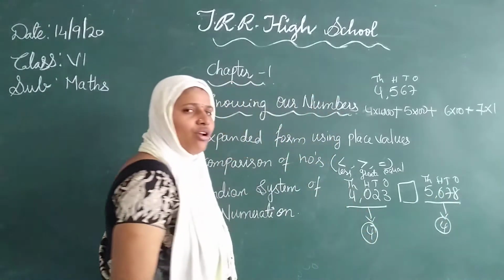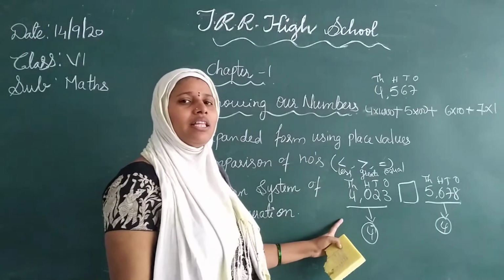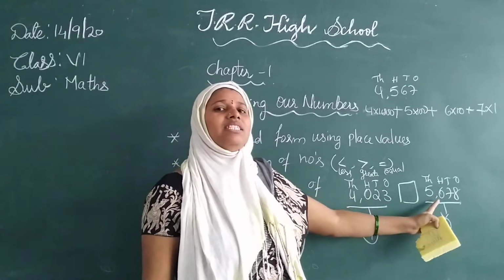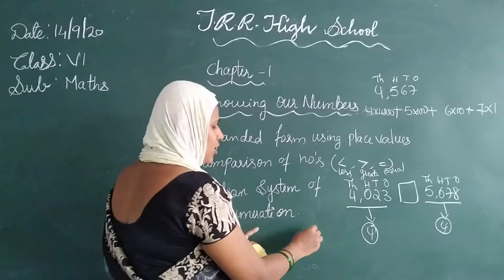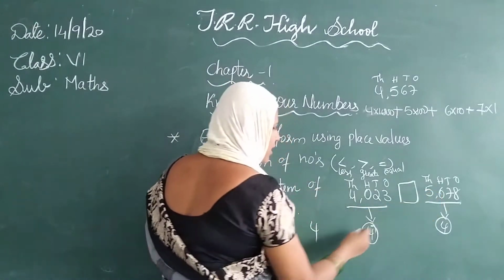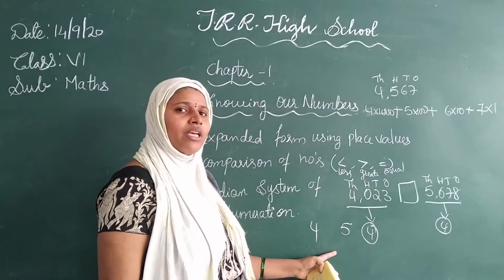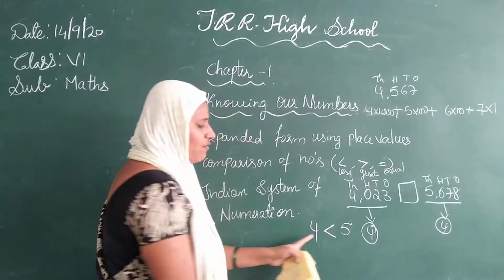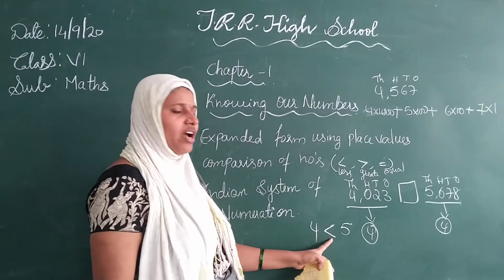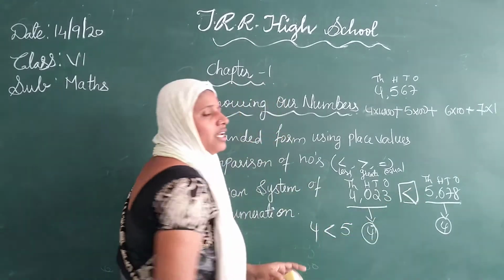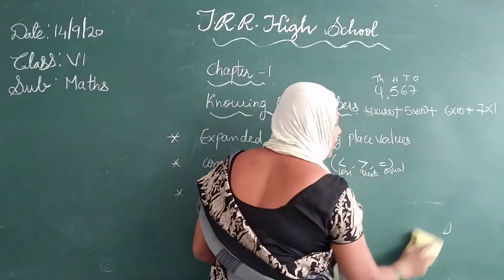Now, when the number of digits are same, then how you will compare? Yes, by comparing the thousands place digits. What is the digit in the thousands place in the first number? 4. Here, 5. Now tell me, is 4 less than 5 or greater than 5? Yes, 4 is less than 5. To the lesser side, the mouth will be closed. So, 4 is less than 5. Now you can write the same symbol here. So this is how we compare when the same number of digits have been given.